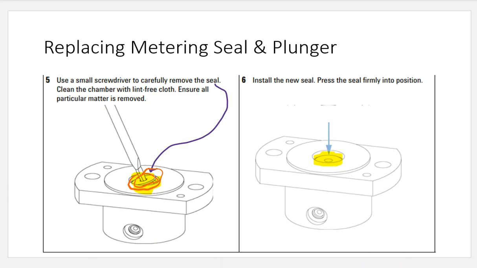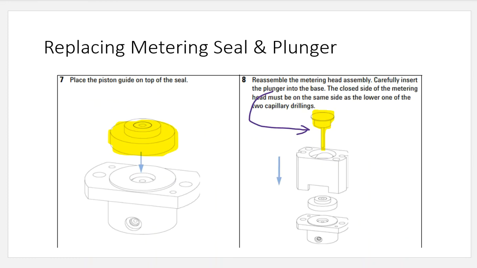So we're going to pop out that old one, and then again we just push in the new one. You can do that with your fingers or with the help of the tool if that's what you want to do. On top of that new seal, you're then going to place the piston guide on top and make sure it seats in the proper location. And then the top half of that analytical head is going to slide down on top, and it's going to line up with those holes. You're then going to put the plunger back in. Again, make sure you inspect that for damage. Now's the time to replace those if you have to.